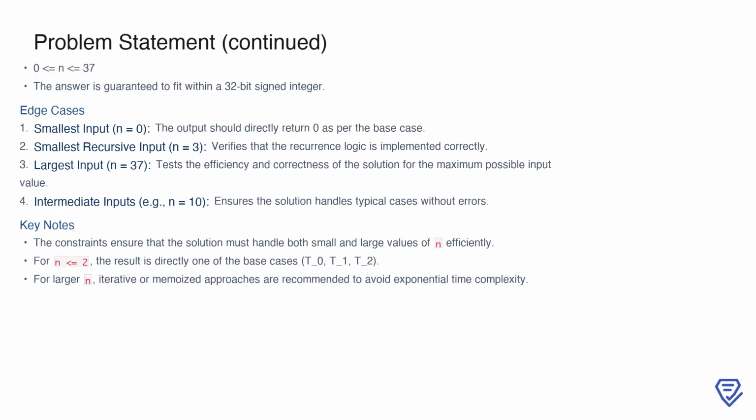Finally, let's consider some important constraints and edge cases. For the smallest input, n equals 0, the 0th Tribonacci number is directly 0 by definition. For the largest input, n equals 37, the result is guaranteed to fit within the range of a 32-bit signed integer. Intermediate cases include n equals 1 and n equals 2, both of which return 1 as per the sequence definition. For any n greater than or equal to 3, the Tribonacci number can be computed iteratively or recursively by summing the previous three terms. These edge cases and constraints ensure the problem is well-defined and manageable within the given input range.